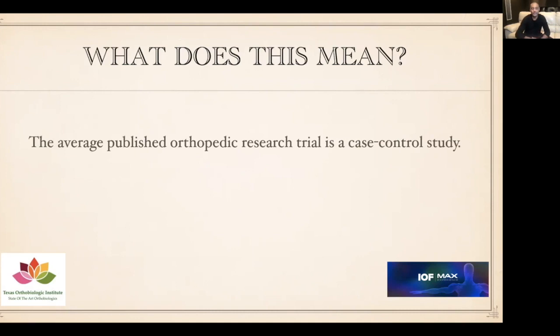What this really means for us in orthopedics is that the average published orthopedic research trial is truly a case control study. And this was borne out time and time again. We looked at different journals. We looked within a certain month of a journal. We looked across different time intervals. And really, no matter how we sliced and diced it up, the average level of evidence for any journal, for any month, at any time was about 3. It means that the average published orthopedic research trial is a case control study.